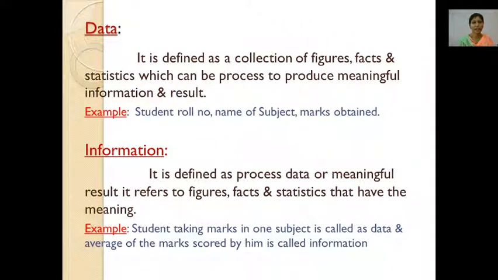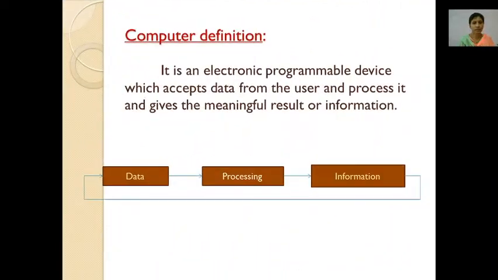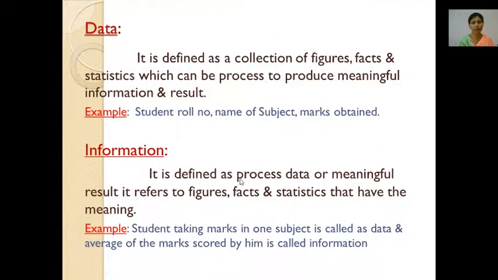Then what is data? As you see in this figure, data is a collection of figures, facts, and statistics which can be processed to produce meaningful information or results. For example, student data. The data for students includes roll number, name, six subject names, average, total, address, and date of birth. These are all data about the students.